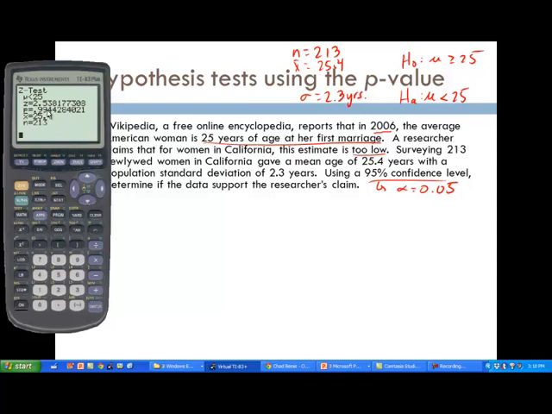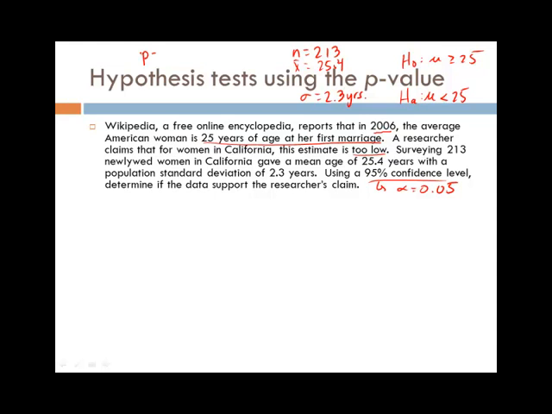So we have a p-value of 0.994 approximately, which is much greater than alpha. So we would fail to reject the null hypothesis. Therefore, the data do not support the researcher's claim.